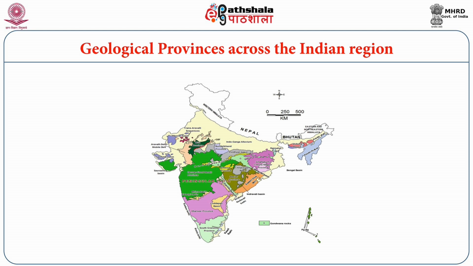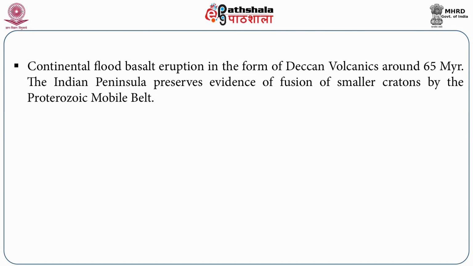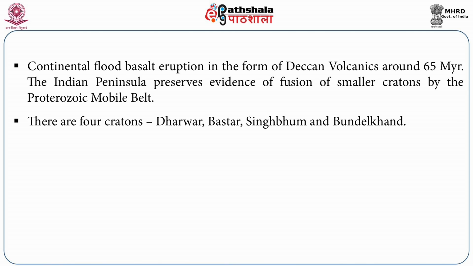In addition to that, similar provinces formed by Precambrian rocks are also distributed in the region south of the Indo-Ganga plains. The Deccan Volcanic Province is made up of continental flood basalt eruptions in the form of Deccan volcanics around 65 million years ago. The Indian peninsula preserves evidence of fusion of smaller cratons by the Proterozoic mobile belts. There are 4 cratons: Dharwar, Bastar, Singhbhum, and Bundelkhand, as shown in the previous slide.